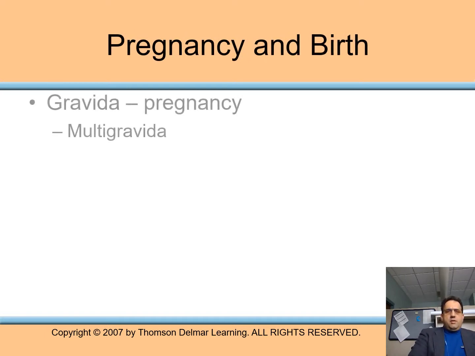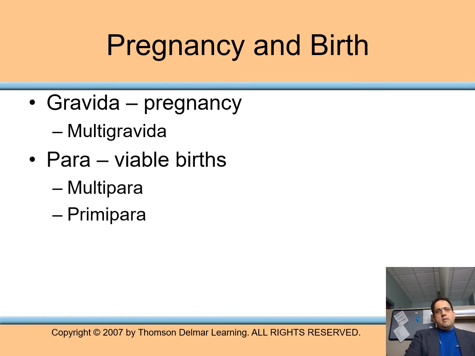Pregnancy and birth. We use the word gravida to refer to pregnancy. So if you've been pregnant twice you would be duogravida. If you've been pregnant many times, it's multigravida. The first time you are pregnant, we actually use the term primigravida. Para means live, viable births. So multiparous means you've had multiple children. Primipara means this was your first.